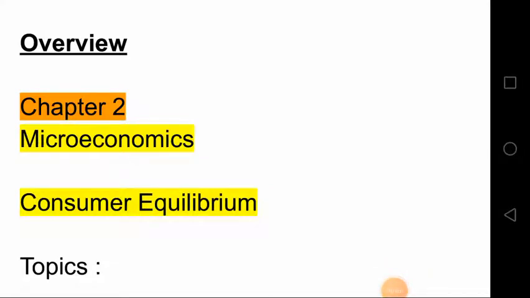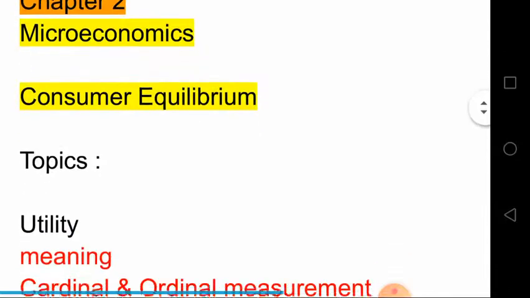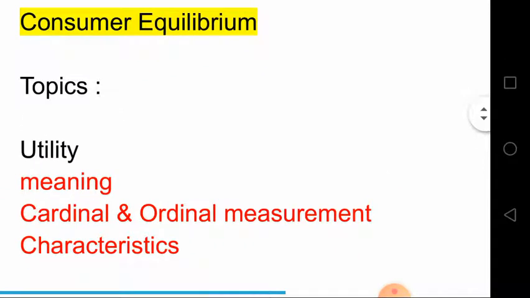In this class we will discuss the next chapter of microeconomics, chapter number 2. Your chapter is consumer equilibrium. So what are we going to study in this chapter? First, take a review or overview of this chapter. What are the topics which we'll cover in this chapter?